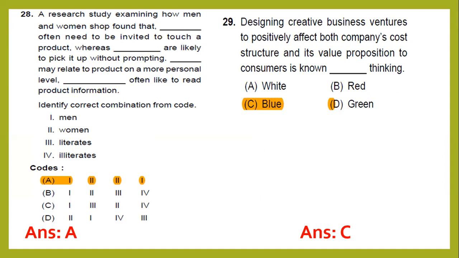A research study examining how men and women shop found dash often need to be invited to touch a product, whereas dash are likely to pick it up without prompting. Dash may relate to the product on a more personal level. Dash often like to read product information. So the correct option is A. That is, men often need to be invited to touch a product, whereas women are likely to pick it up without prompting.